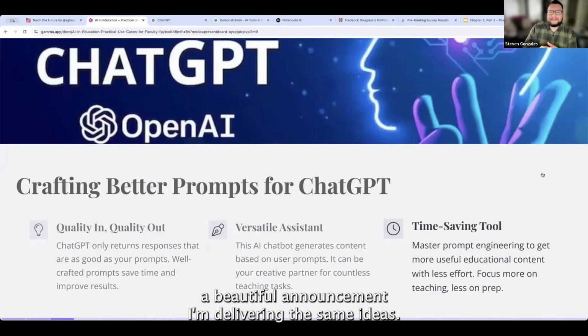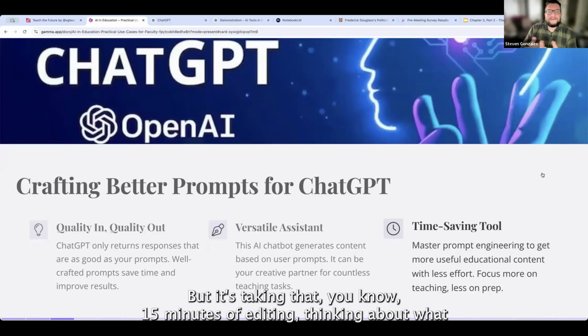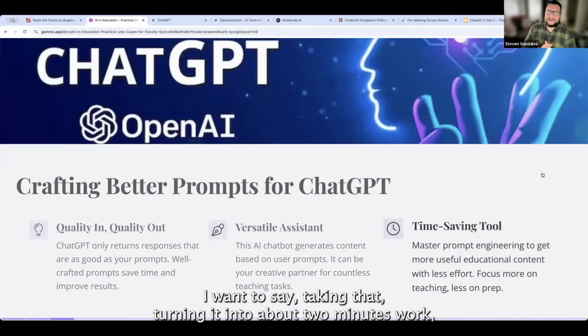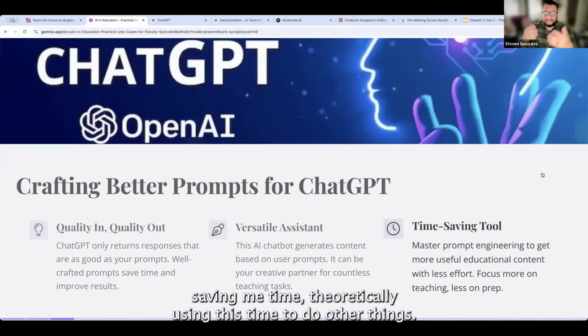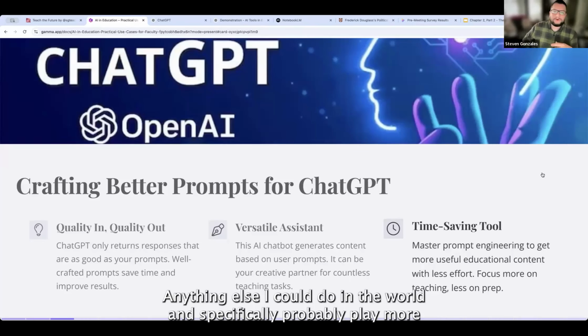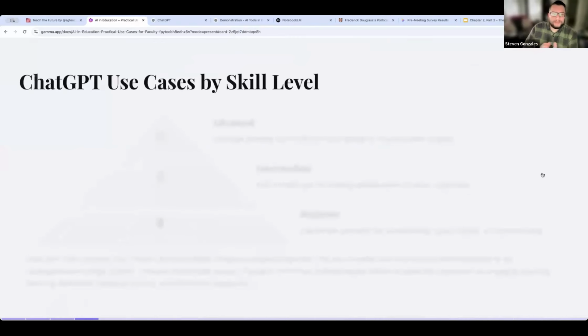I'm delivering the same ideas. I'm sharing the things that I want to share, but it's taking that 15 minutes of editing, thinking about what I want to say, and turning it into about 2 minutes of work, saving me time, theoretically using this time to do other things, anything else I could do in the world, and specifically probably play more with ChatGPT.